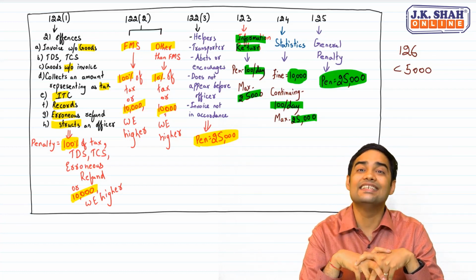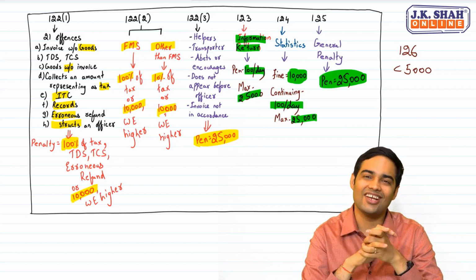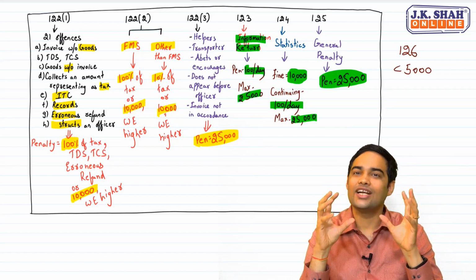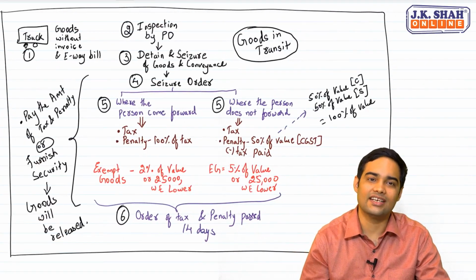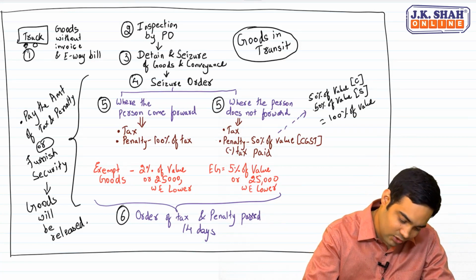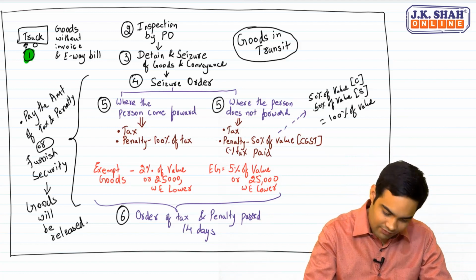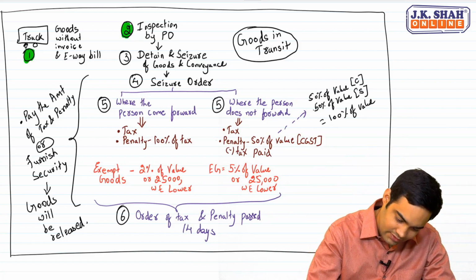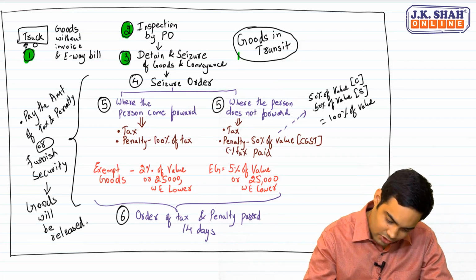If there are exempted goods, then the penalty is much lower. Let's have a look at the section 129 penalty. This is the entire penalty under section 129. See, this vehicle was carrying goods without invoice and e-way bill. Thereafter, it is inspected by the proper officer, detained and seizure is done. Thereafter, a seizure order was passed.